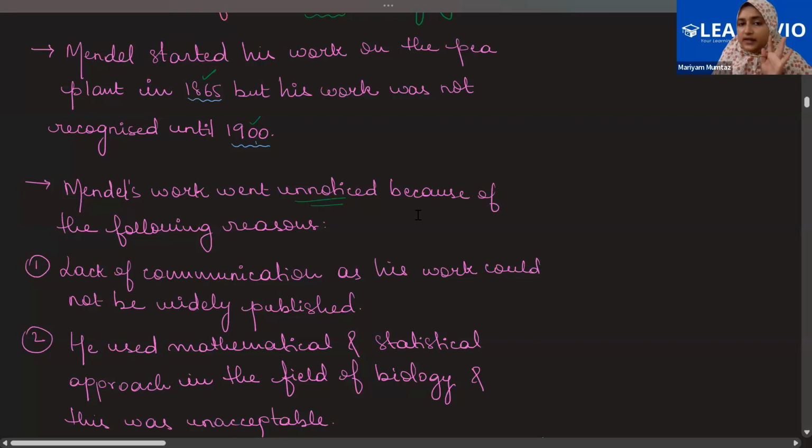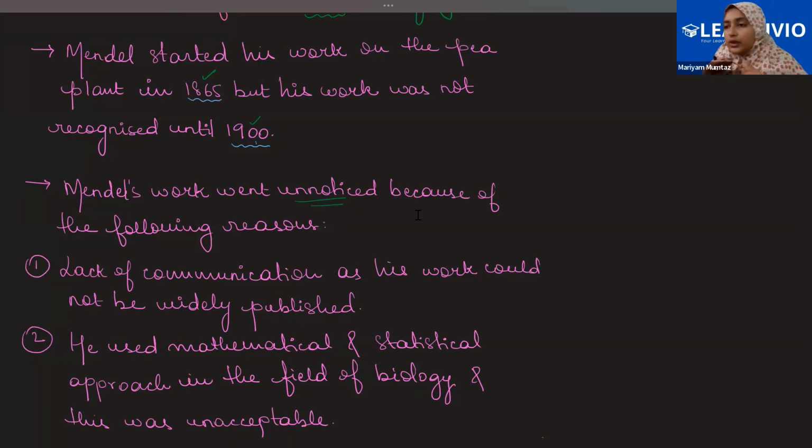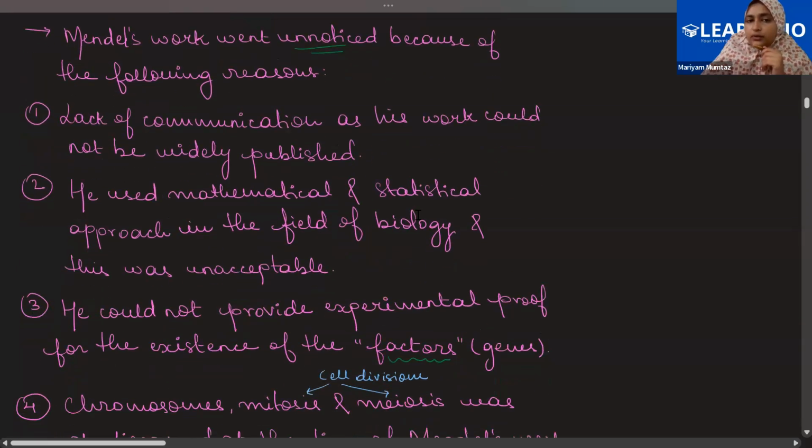Now, Mendel started his work on the pea plant in 1865. Imagine, 1865. But no one knew about his work, no one understood his work until 1900. Okay, now why? What was the reason? Because he is now known as the father of genetics. Then why was his work not recognized? Okay, let us see. Mendel's work went unnoticed because of the following reasons.